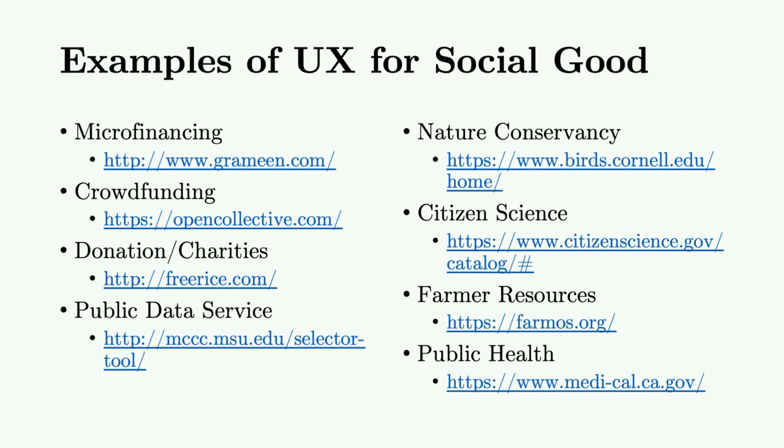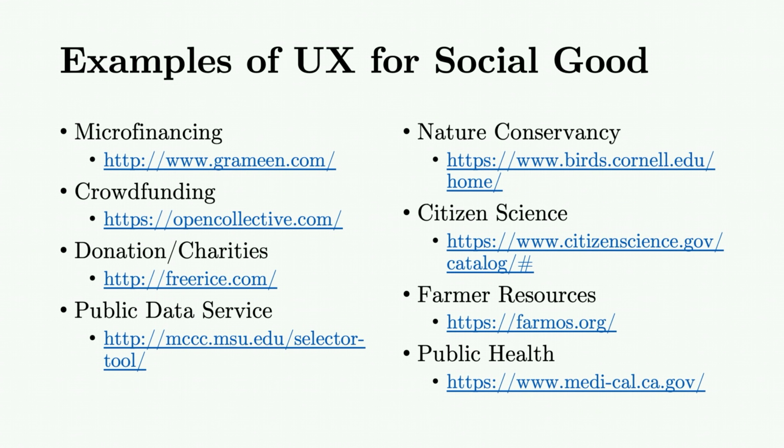There are just general donations and charities, such as freerice.com, where if you engage in vocabulary exercises and you get them right, you donate rice. So basically by studying for the SAT or the GRE, you can donate rice. We have public data services that lots of professions use, such as this species selector tool, and lots of farmers across the country use it. We have Nature Conservancy.